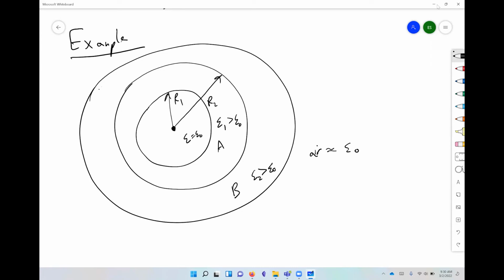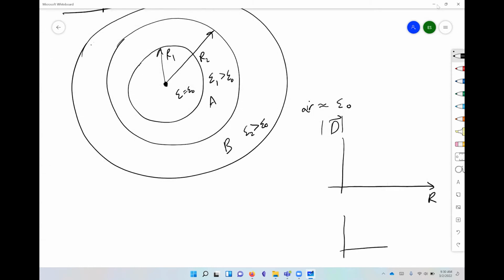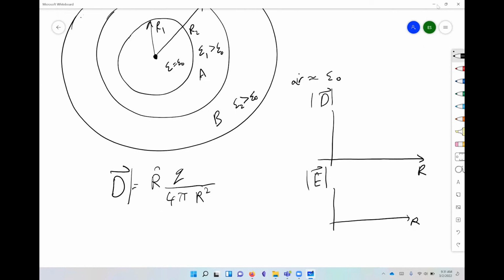The question is, we want to plot D with respect to the distance R from the center, and then E with respect to the distance R. So we know D instantly does not depend on epsilon. So D is going to be R hat Q over 4 pi R squared, right? That's what D is. So the magnitude of D, I just removed the vector, right?